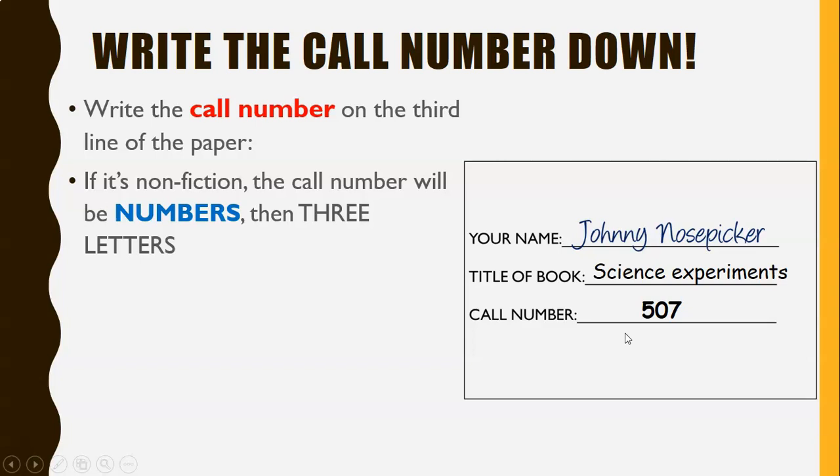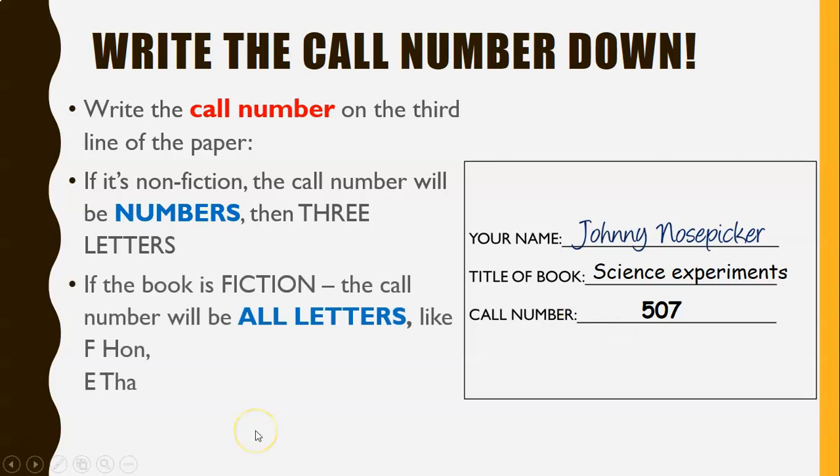If it's a nonfiction book, the call number will be numbers and then three letters. So, for instance, Science Experiments could be the title of a book, and its call number would be 507 because it is nonfiction, which means it's a real thing, a real subject. It's not from someone's imagination. Now, if the book is fiction, the call number will be all letters. Even though it's called a call number, fiction and picture books at elementary schools only have the author's last name. And many public libraries organize the same way. So, for example, you would have F Hon. Those are H-O-N, the first three letters of the author's last name. And the F stands for fiction, or the fiction section in our media center. Or you could have E-tha.